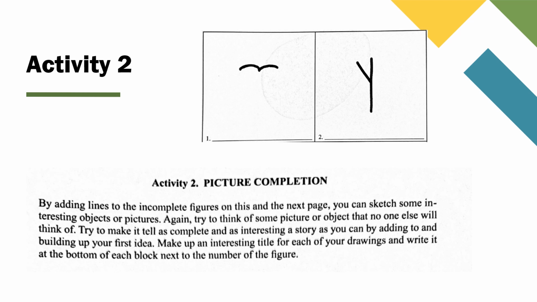Try to make it tell as complete and as interesting a story as you can by adding to and building up your first idea. Make up an interesting title for each of your drawings and write it at the bottom of each block next to the number of the figure. The students will begin Activity 2 and close their booklets when finished. This section is untimed. Do not move on until all testers have completed Activity 2.